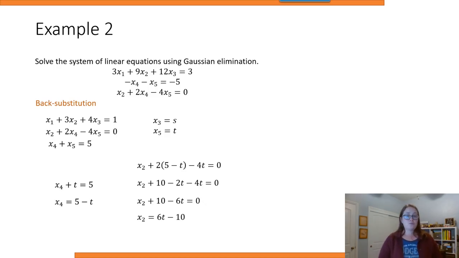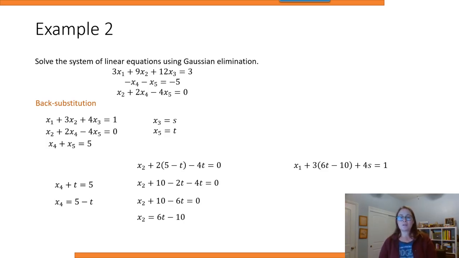So I've got 4 variables down, 1 to go. Just need a definition for x1 and I'll have my solution. So going to that first equation, x1 plus 3x2 plus 4x3 equals 1. I'll substitute in what I have for x2 and x3. So I end up with x1 plus 3 times (6t minus 10) plus 4s equals 1.